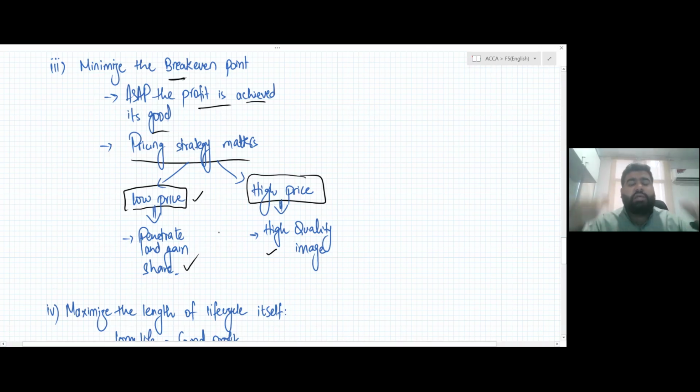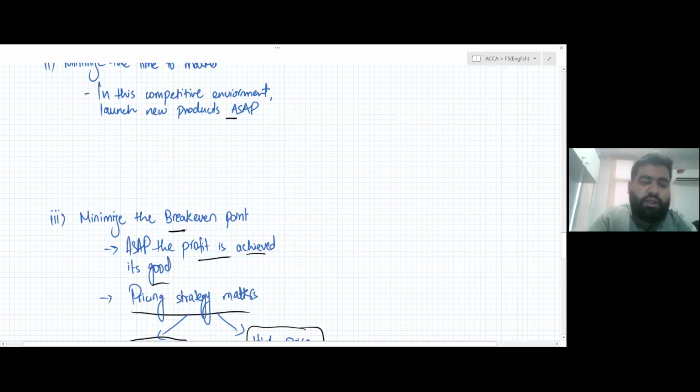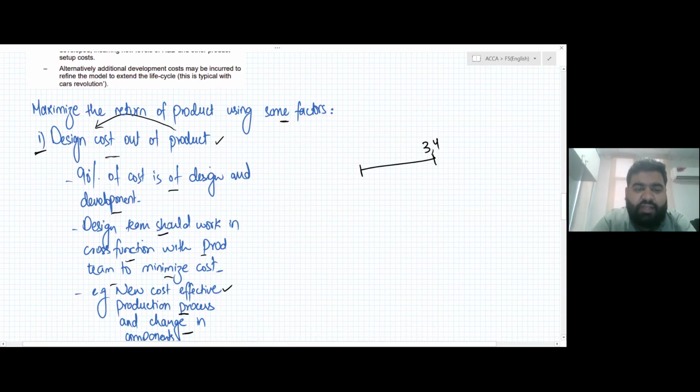In that case, sell the product at a lower price, so that everyone thinks, okay, that's a lower price, I can take that product, just try it. And if they feel it's good, they'll come again and again. They will be loyal to your product. But on the other hand, if you have a high-quality image product, go for a high price. So this is the strategy. The strategy is good, you will convert to profit, you will reach the break-even point faster, right? And obviously if you reach the break-even point faster, you will earn the profit. It's one way of maximizing the return.